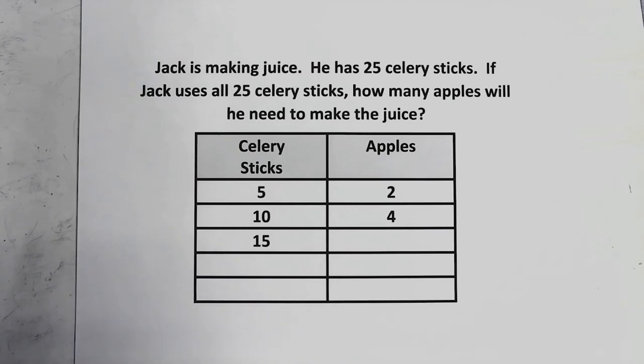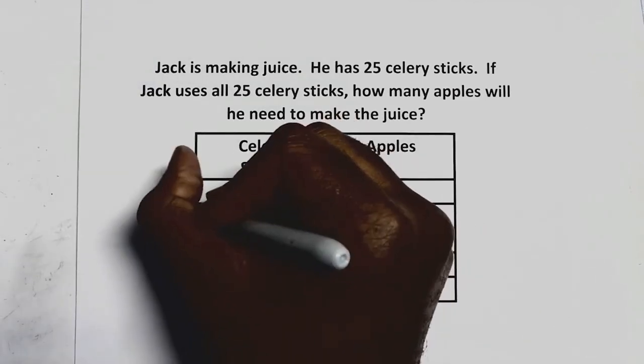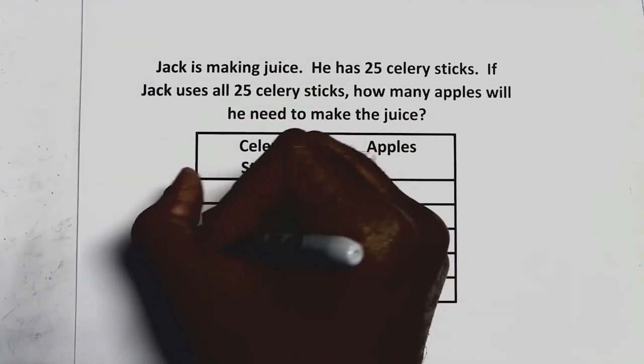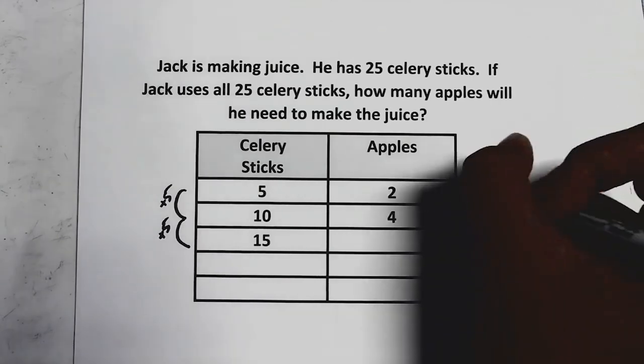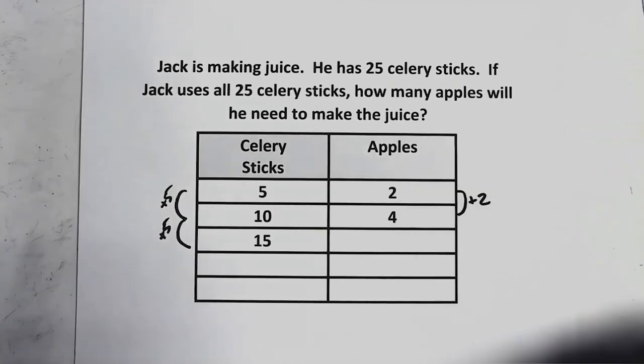So we know that we're given the ratio table. We want to see if we can discover the pattern using repeated addition. Let me show you how. For each row in the table for celery sticks, we see that 5 is added to the number of celery sticks. So we see 5 is added here, and I'm adding another 5 here. That's my pattern. For each row in the table for apples, we see that 2 is added to the number of apples. So I see that I'm adding 2 here.